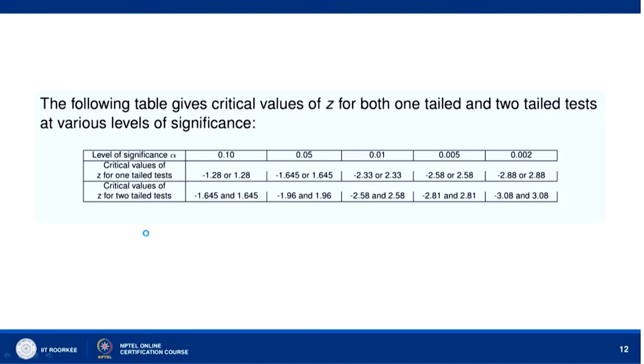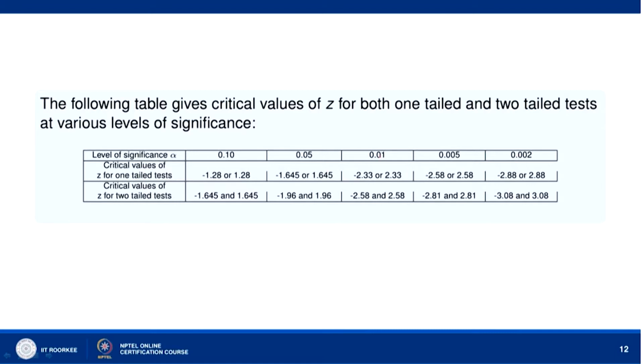The following table gives critical values of Z for both one-tailed and two-tailed tests at various levels of significance. Now, this table gives the critical value of Z. If alpha is 0.10, it is minus 1.28 or plus 1.28. If alpha is 0.05, it is minus 1.645 or plus 1.645.